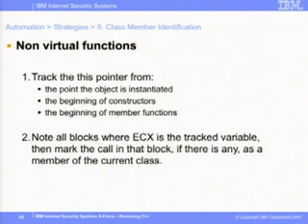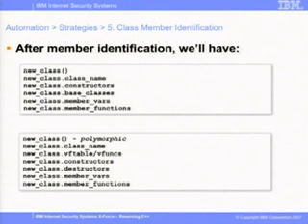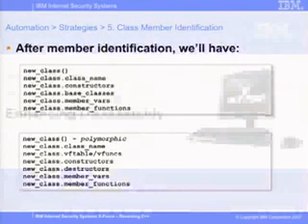So that means that ECX is a this pointer, and that function is a member of the current class. The graph that I showed you before actually splits per function, so there would only be one function call in a single block. So we're pretty sure here that this call is a member function of the class. Now, after member identification, we'll have added member variables and member functions.